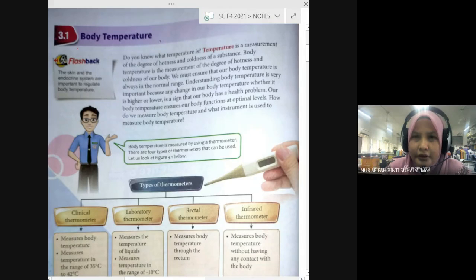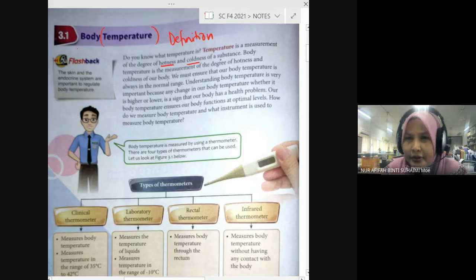For body temperature, you need to know the definition of temperature. The definition of temperature is a measurement of the degree of hotness and coldness of a substance or an object. What is temperature? Temperature is a measurement of the degree of hotness or coldness of an object.